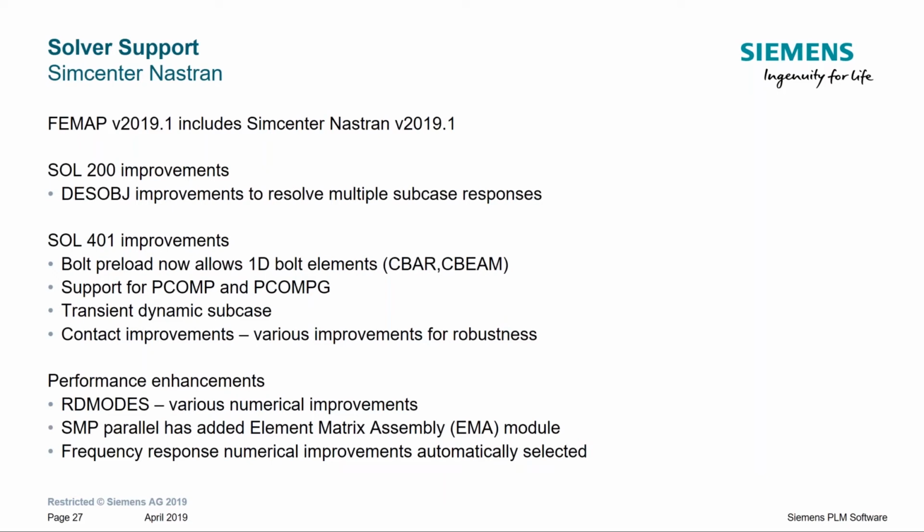Okay, the 2019.1 is including the Simcenter Nastran 2019.1 release. The 2020.1 release will include the 2019.2 release. We have done some big improvements. So we've resolved multiple subcase responses in the design optimization solution 200. We've also done a lot of work in solution 401.